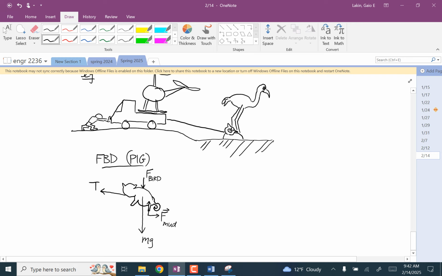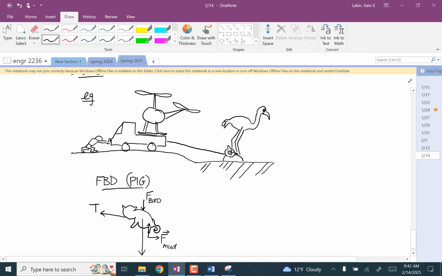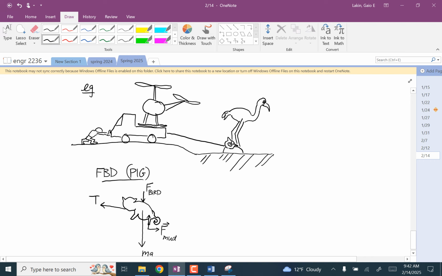I mean, all these things going on are affecting the pig. I'm not saying they're not affecting it, but the way the helicopter, the truck, the man affect the pig is just through these other forces. Okay? And so this is a complete free body diagram, and there's no reference to the helicopter or the man or anything. Are you with me on that?